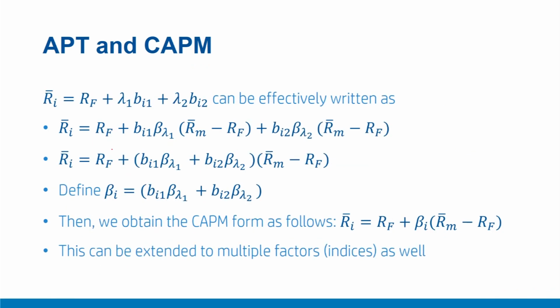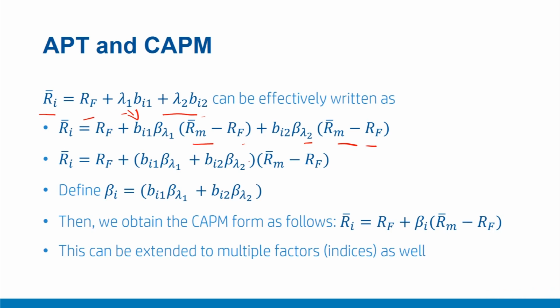With these expressions, we can simplify our APT model. Our original APT model is Ri bar equal to Rf plus lambda 1 bi1 plus lambda 2 bi2. We can simplify by substituting the values of lambda 1. Lambda 1 was beta lambda 1 into Rm bar minus Rf, and lambda 2 was beta lambda 2 times Rm bar minus Rf.